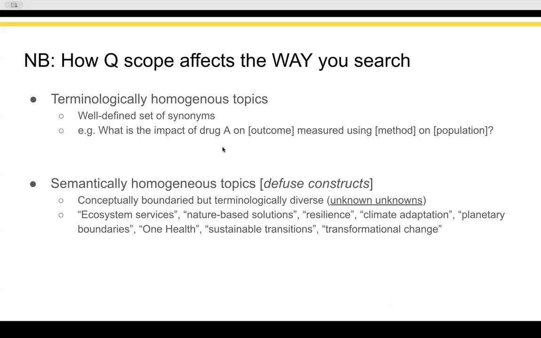The problem in question framing, the ones that I really hate, are reviews where we've got what I call semantically homogeneous topics, or they're referred to as diffuse constructs as well. But we've got a topic that means the same thing, but it's described in different terms in different fields, or the diversity is not really known.